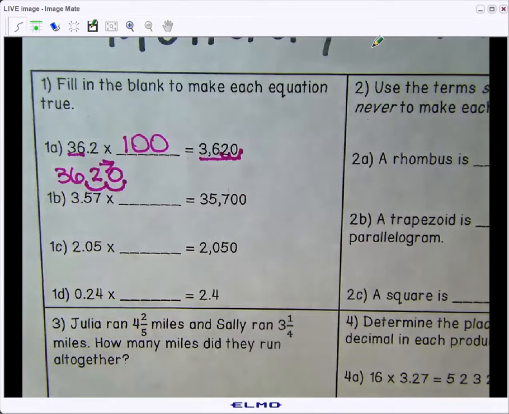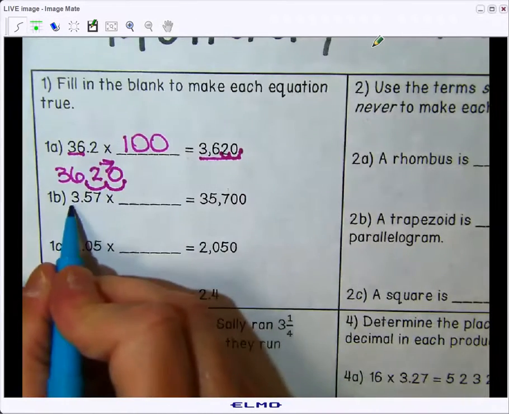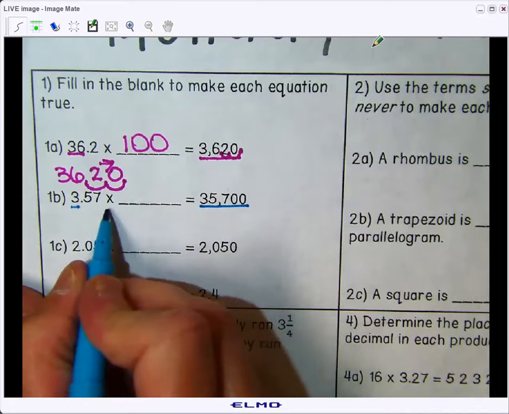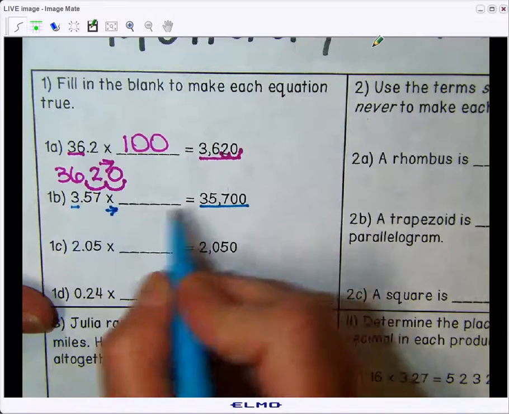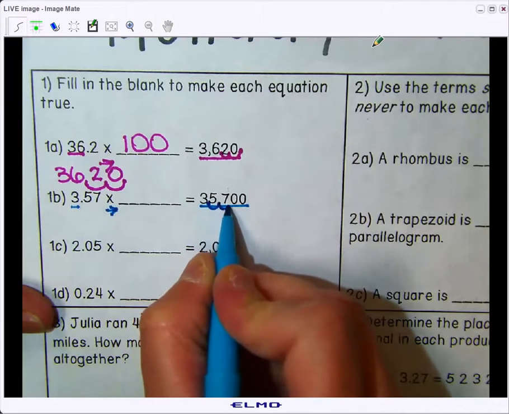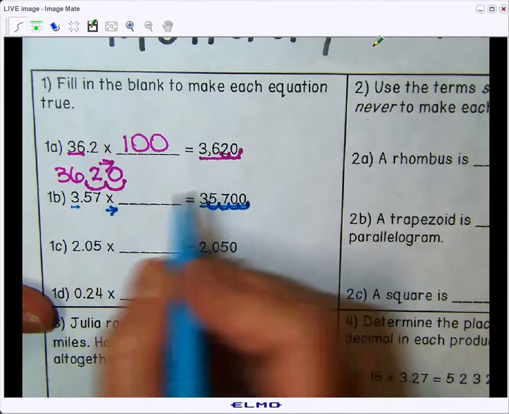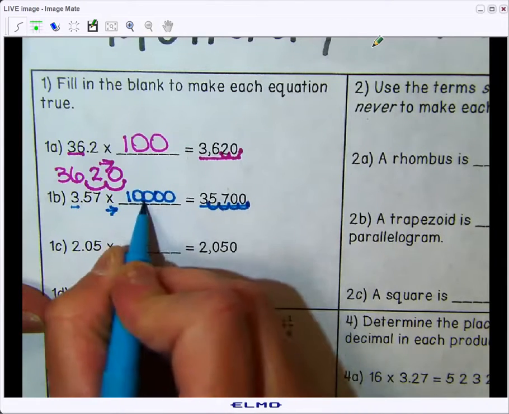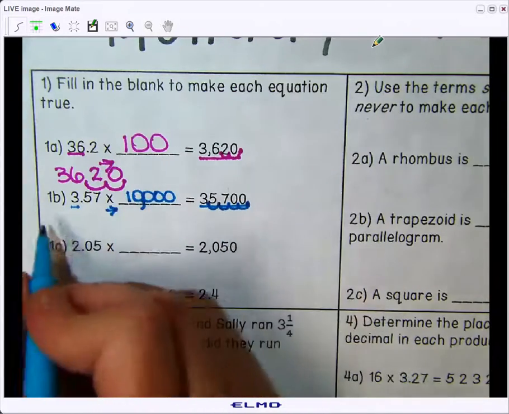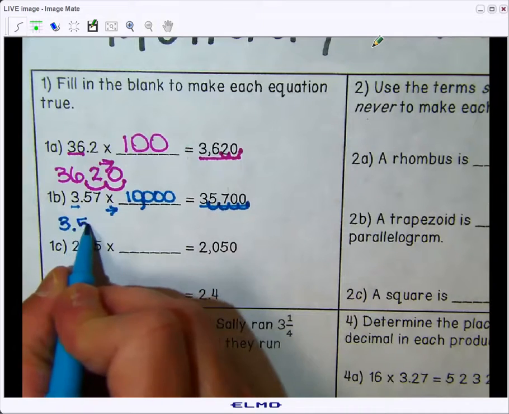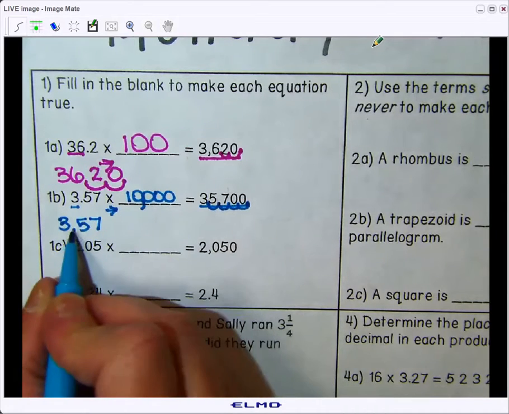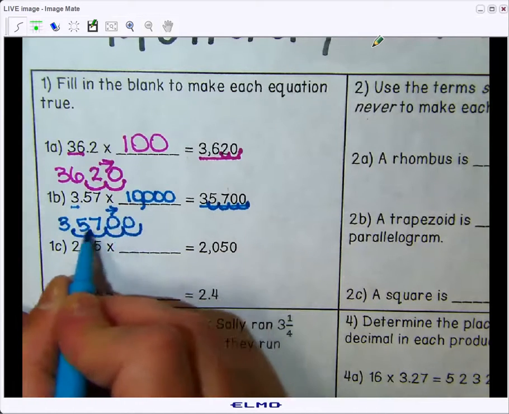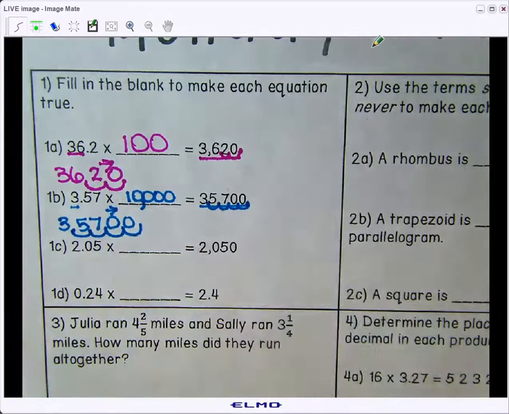Okay, next we have a whole number of 3, and then we have 35,700. So again, we are increasing. So we're going to move that decimal point to the right. And if it is here, we're going to move it 1, 2, 3, 4 places. So that means we are going to have 1, 2, 3, 4 zeros. So we're going to multiply by 10,000. And again, checking your work by solving, 1, 2, 3, 4, add those 2 zeros. So we have 35,700. Okay.